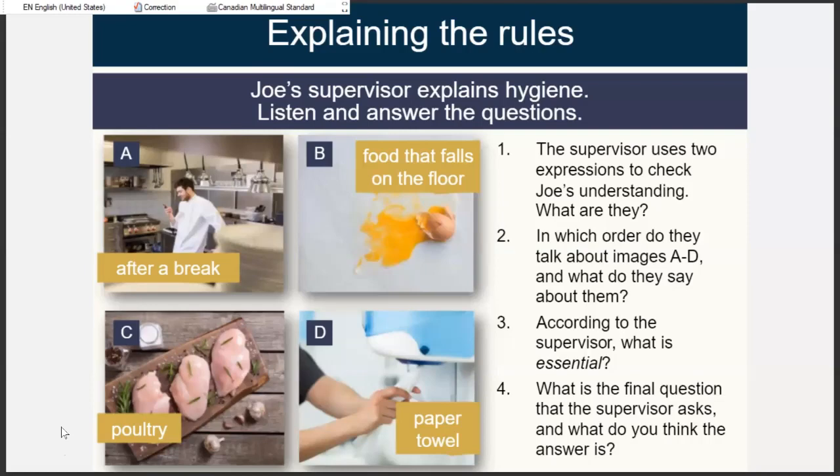And on the subject of basic hygiene, what should you do if food falls on the floor?